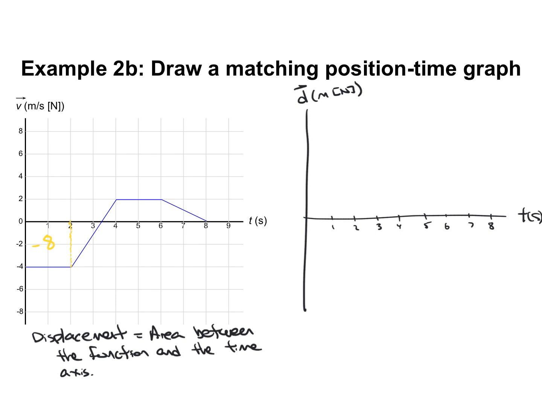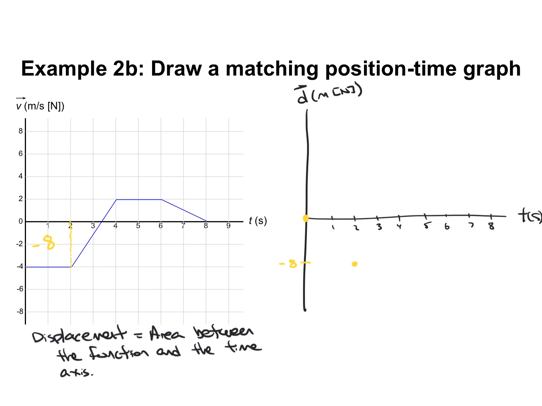Okay, so a displacement of -8. On my position time graph, I'm going to start at 0, and I need to end at a position of -8. So I'm just going to make -8 here, and put a dot at -8 at the 2-second mark.